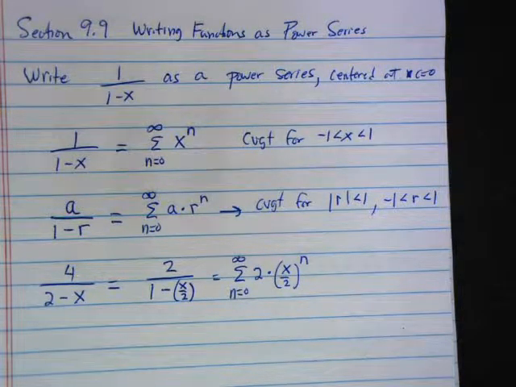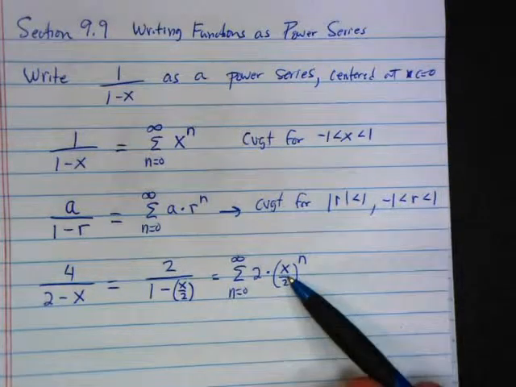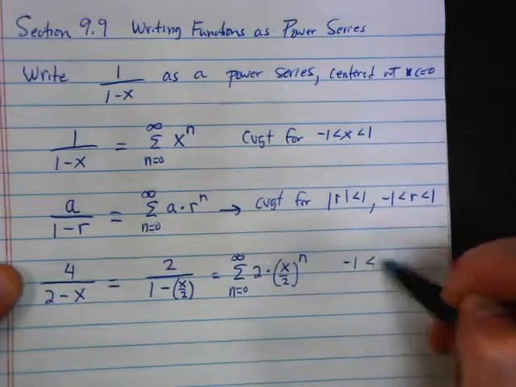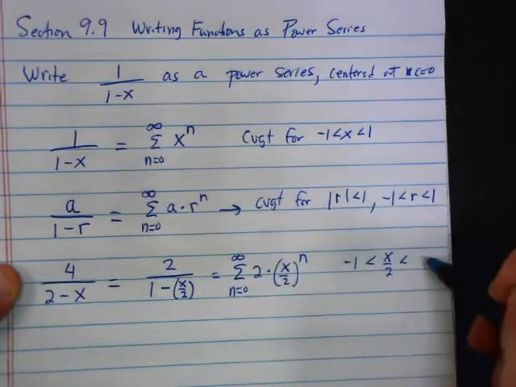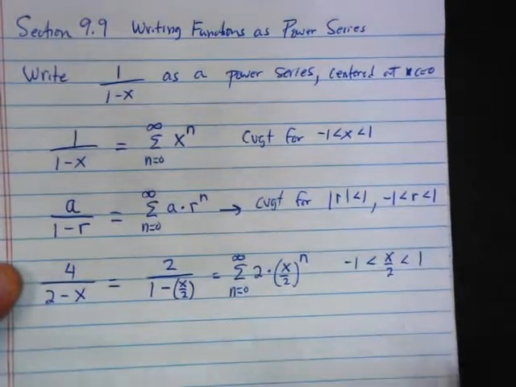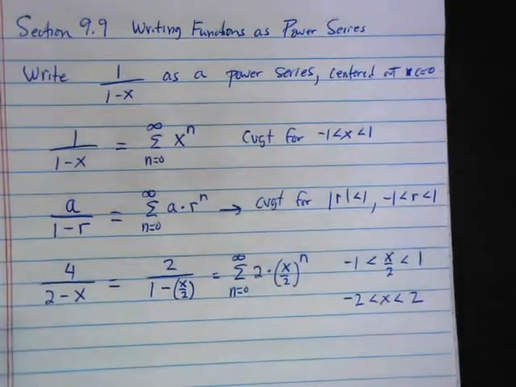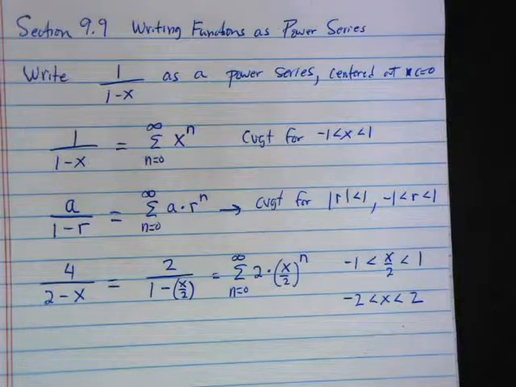What's the radius of convergence for that one? Negative 2 to 2. Excellent. Why negative 2 to 2? Because our r value has to be between negative 1 and 1. So we have to have negative 1 less than x over 2 less than 1. And we multiply everything by 2. That one converges for everything between negative 2 and positive 2. Questions on that?